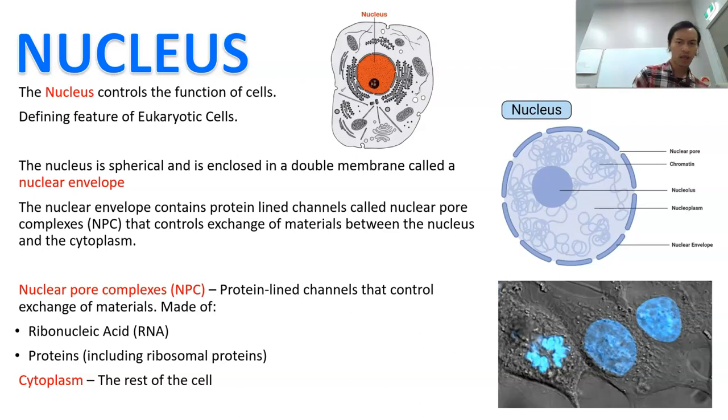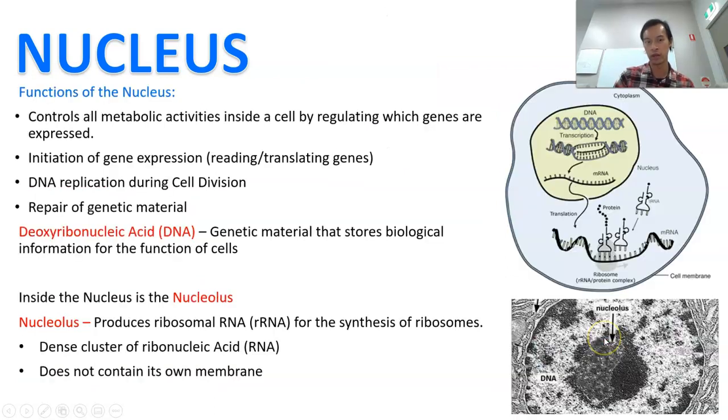So the NPCs are made up of two materials. They are actually made up of ribonucleic acid, or RNA, and they are made up of proteins, which include ribosomal proteins. The cytoplasm is actually the rest of the cell, so that's different from the nucleus. So here's a nucleus under a bit of a stain there for you guys to see in that particular cell. So there's your cell, and then there's your nucleus, okay?